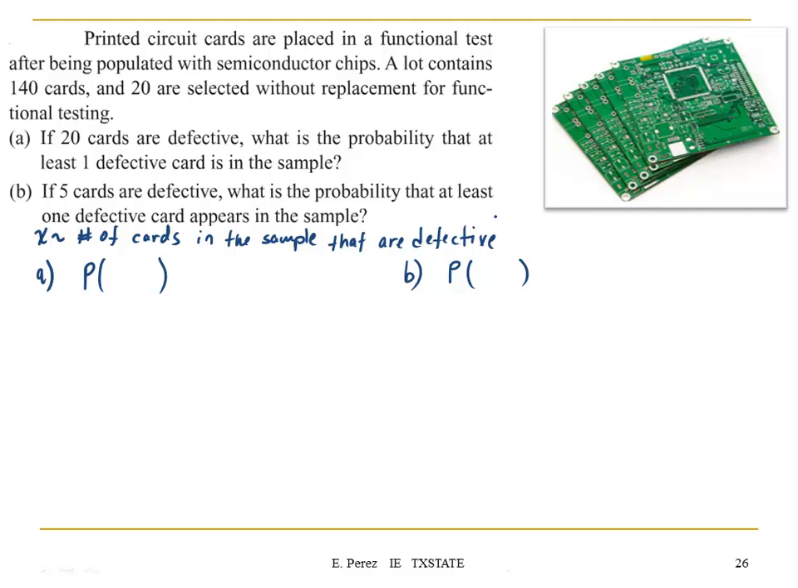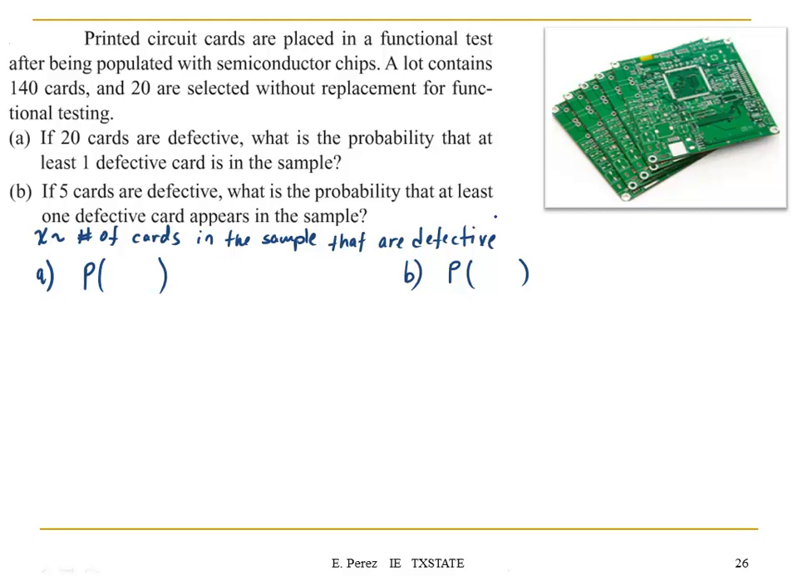Okay? So in this case, you have the number of cars in the sample. You have a small sample. You have your 140 cars, and you're only selecting 20 of them to compute the probability. So your smaller sample is going to be equal to 20. Okay, this is also telling you that you're selecting or you're sampling without replacement. That's one of the characteristics of the hypergeometric, so that's also size 5. And the first question is asking if 20 cars are defective, what is the probability that at least one defective car is in the sample?